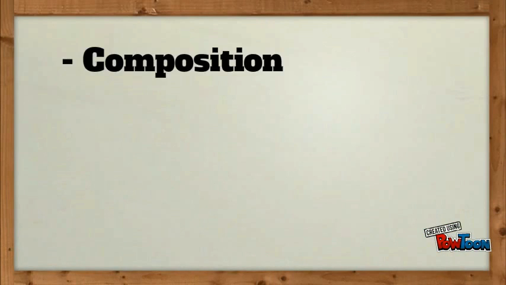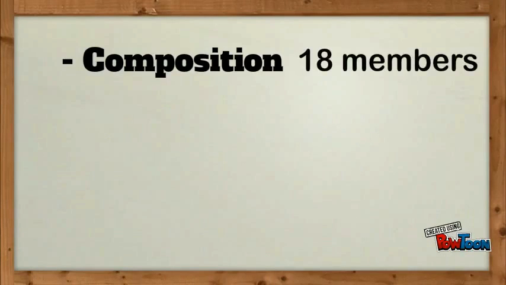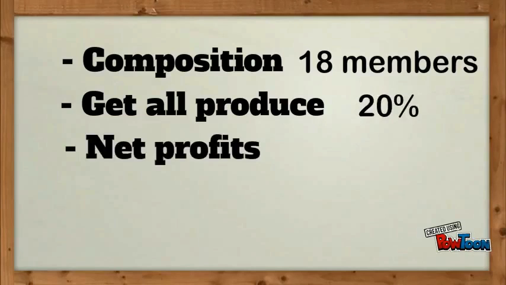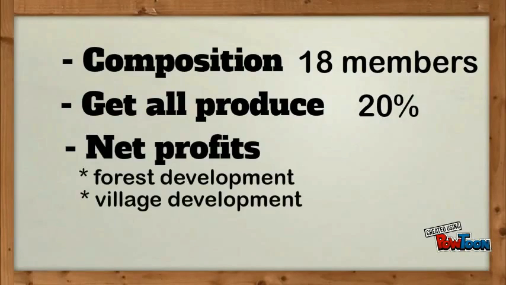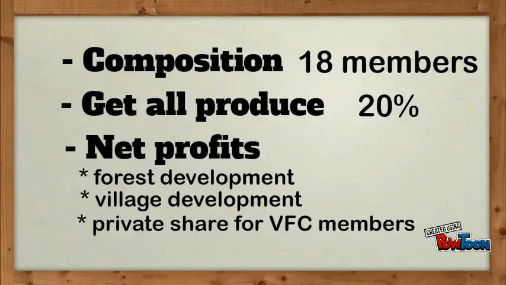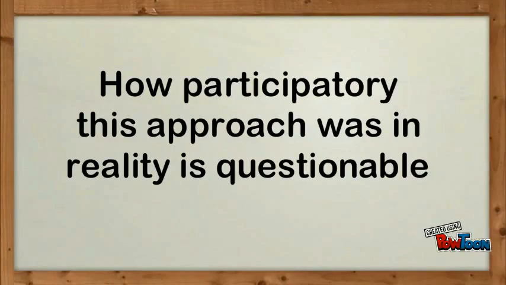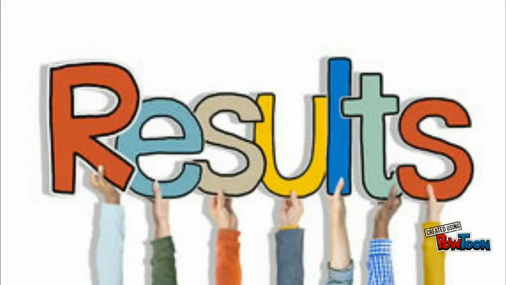Composition: 18 members, all of whom are villagers with the exception of the secretary, who is from the forest department. The VFC gets all produce free of cost except the final harvest, for which they pay a 20% royalty in cash or in kind. The surplus is sold in markets and net profits are allocated equally for forest development, village development and a private share for VFC members. But how participatory this approach was in reality is questionable. It is evident that although it is meant to be participatory, the VFC cannot really implement their role without government consent.